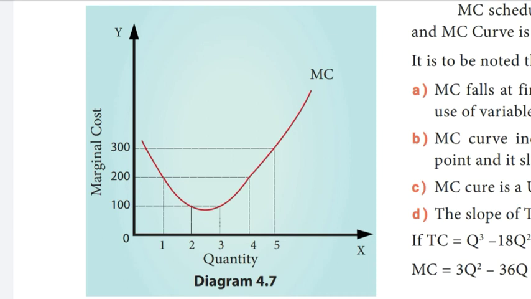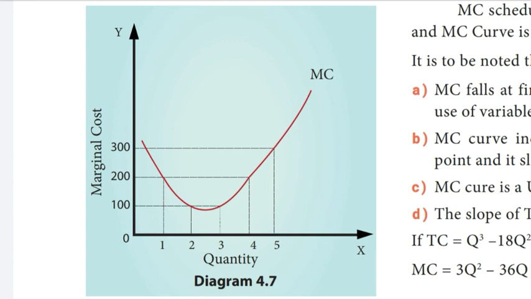Marginal cost schedule is shown in table 4.7 and the MC curve is shown in diagram 4.7. It is to be noted that marginal cost falls at first due to the more efficient use of variable factors. Marginal cost curve increases after the lowest point and it slopes upward. Marginal cost curve is a U-shaped curve. The slope of TC is MC.